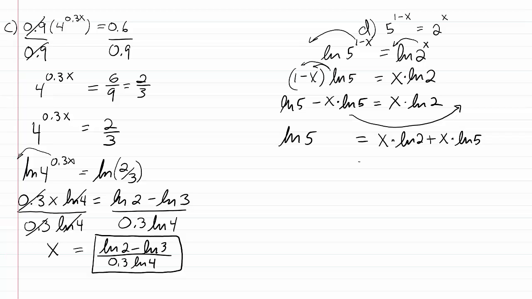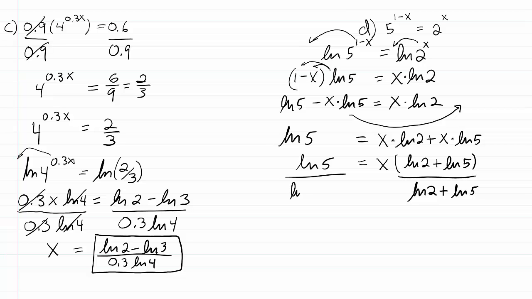Then we factor out the x, right? That's common to both pieces. So I'll end up with ln of 2 plus ln of 5, right? Pulling out that common x. And that's equal to ln of 5. And finally, to isolate x, we divide both sides by ln of 2 plus ln of 5. So ln of 2 plus ln of 5 on the other side. And that's our answer for x. Ln of 5 divided by ln of 2 plus ln of 5.